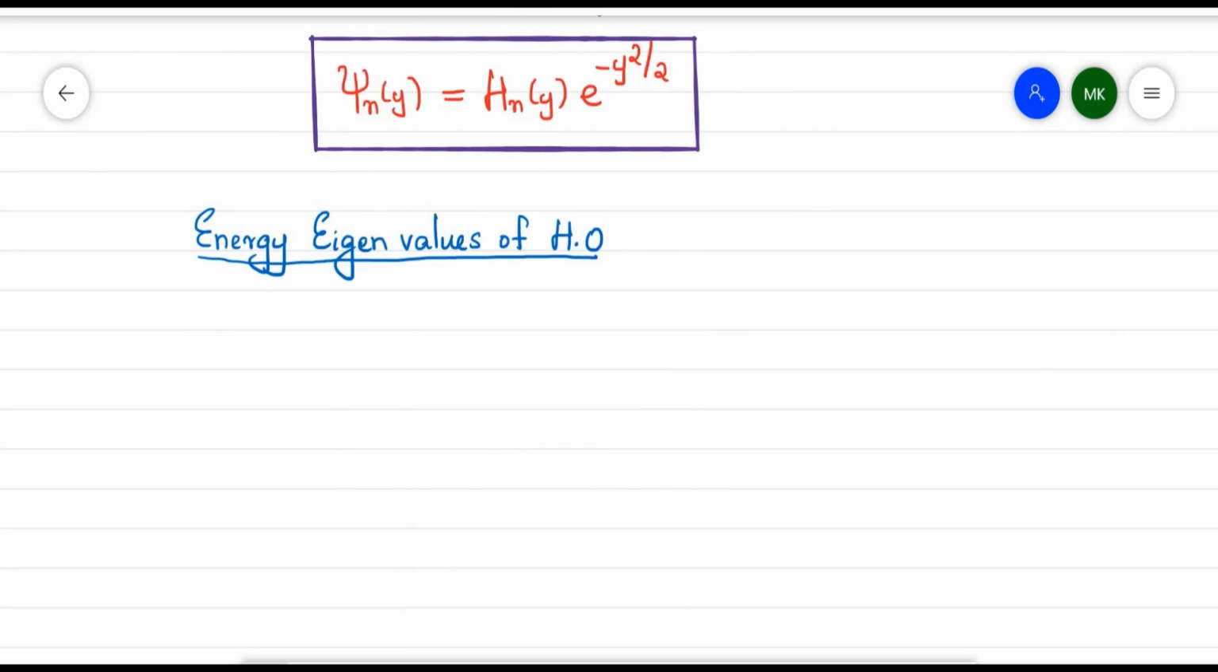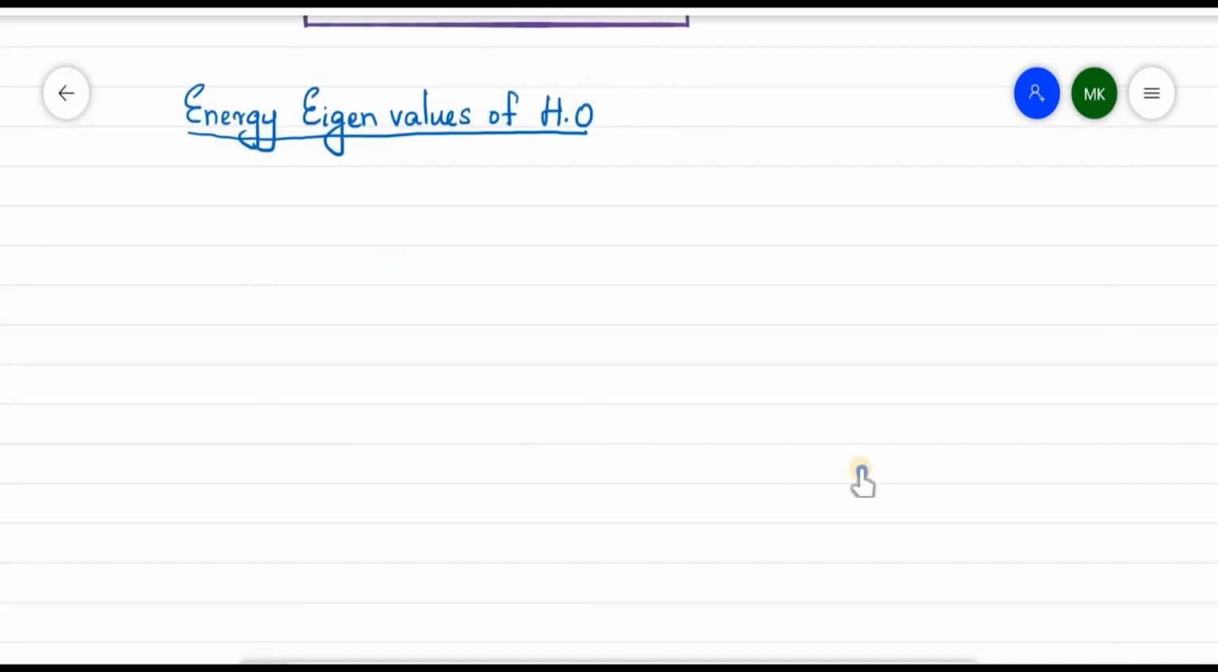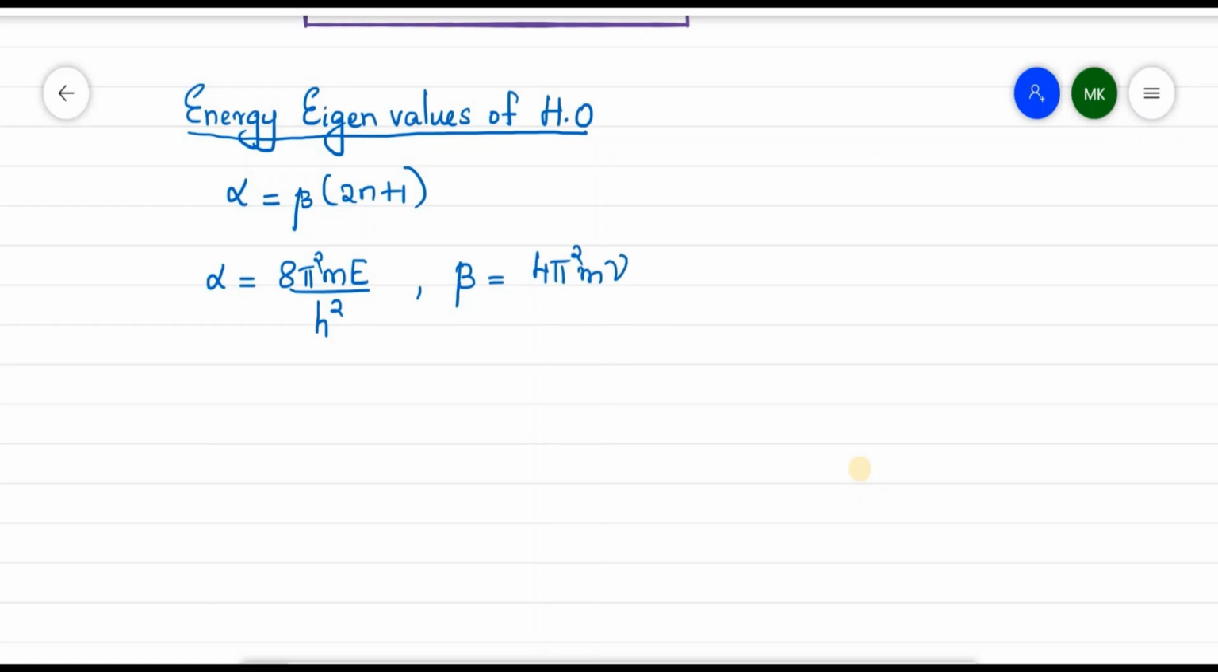Now we have to find out the energy eigenvalues of the harmonic oscillator. So from the recursion formula we got alpha equals beta into 2n plus 1. And we had substituted for alpha and beta in the introduction steps. That is, alpha equals 8 pi square m e by h square, and beta equals 4 pi square m nu by h.